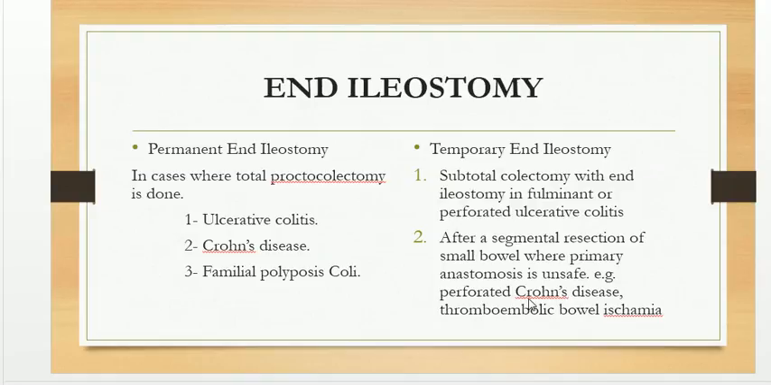Sometimes we can do a temporary end ileostomy. For example, after subtotal colectomy with end ileostomy in fulminant or perforated ulcerative colitis, if we have saved the rectum, so that later on we can do an ileorectal anastomosis. Similarly, after a segmental resection of the small bowel where primary anastomosis is unsafe, sometimes it's done, even in typhoid perforation, in Crohn's disease, in ischemic gut, we have to do an end ileostomy in these cases. And the distal end sometimes we bring out as a mucous fistula.